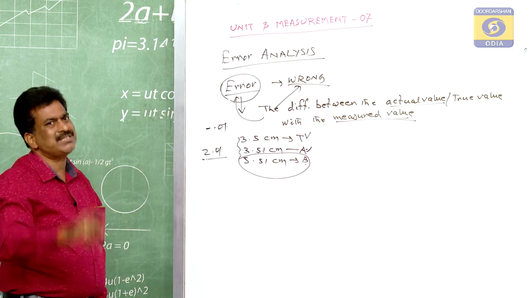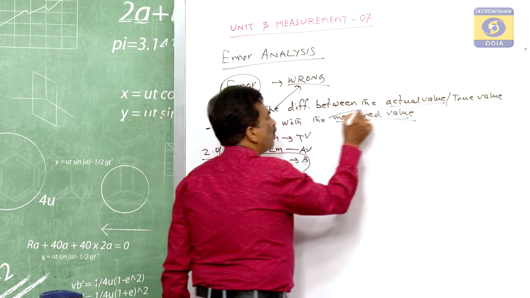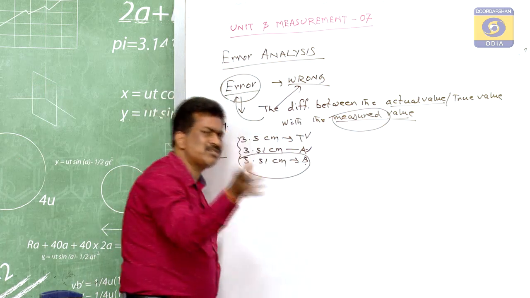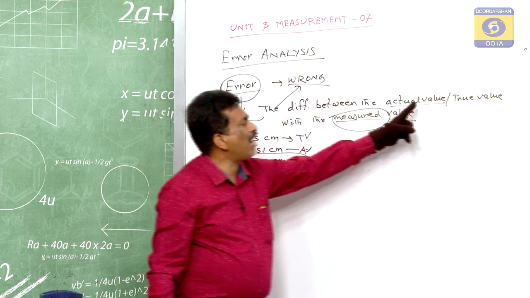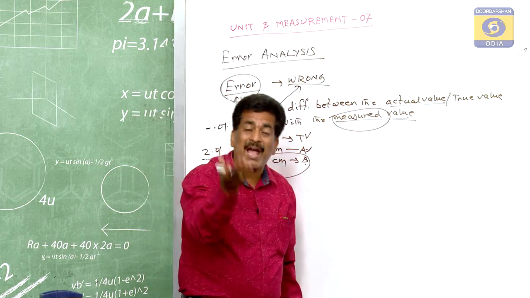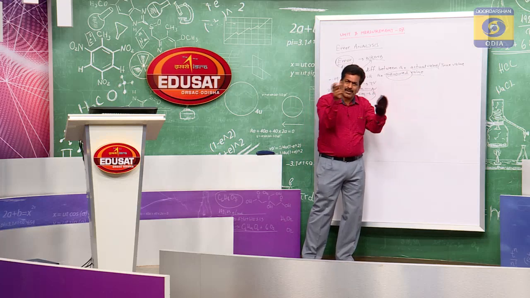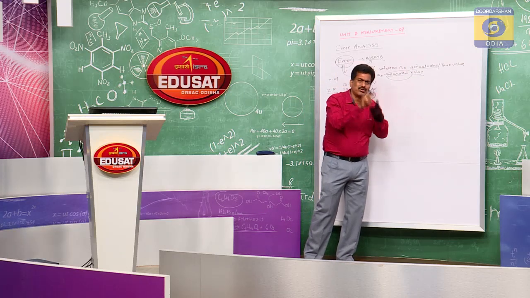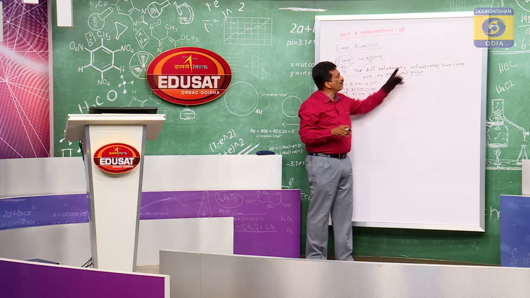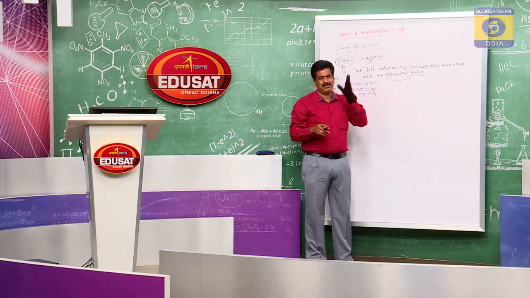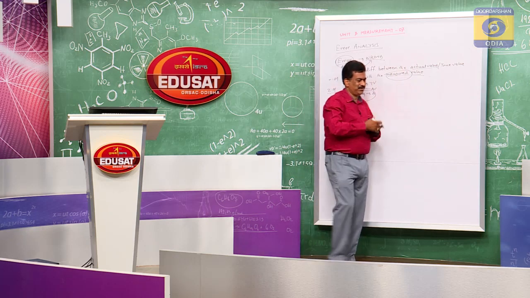But the question here is, sir, what we measure is called the measured value. Sir, how will you come to know which one is the actual value? That actual value is also a measured value. So how will you find the actual value? Let me give one example.